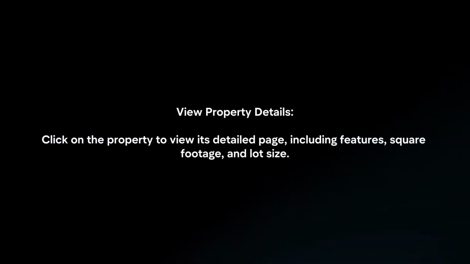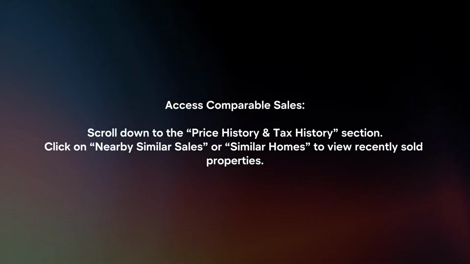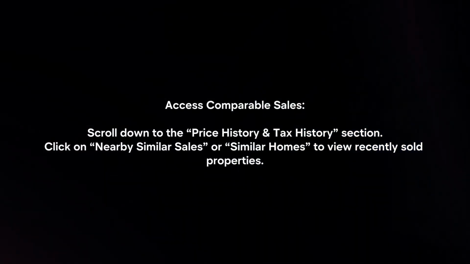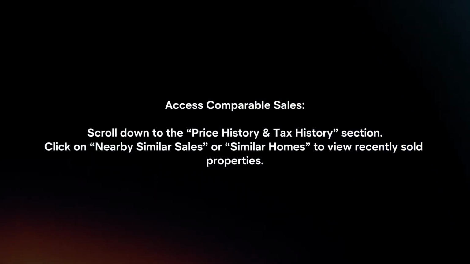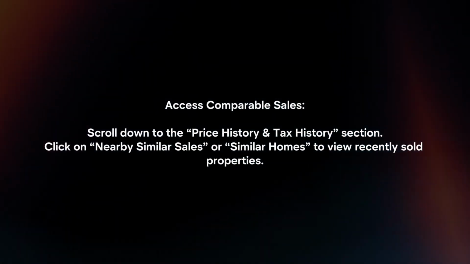View property details. Click on the property to view its detailed page, including features, square footage, and lot size. Access comparable sales. Scroll down to the price history and tax history section. Click on nearby similar sales or similar homes to view recently sold properties.